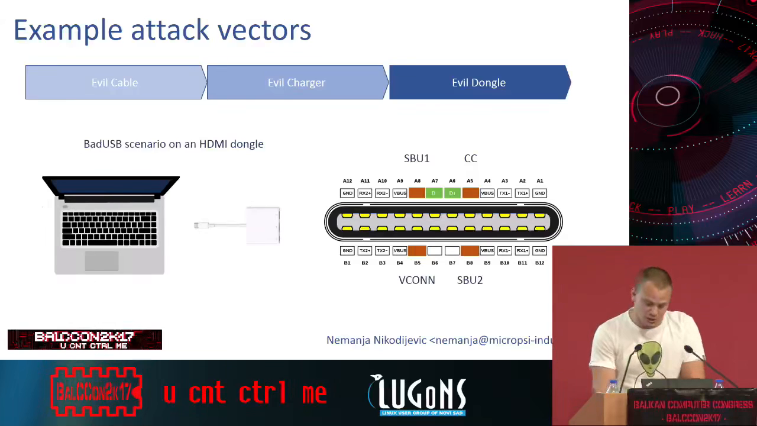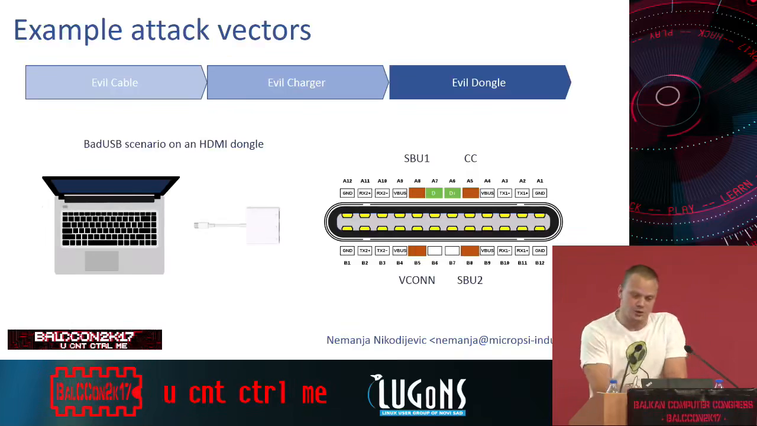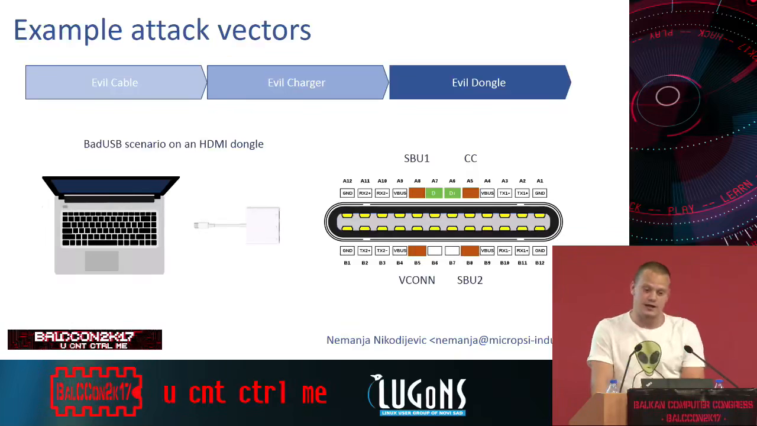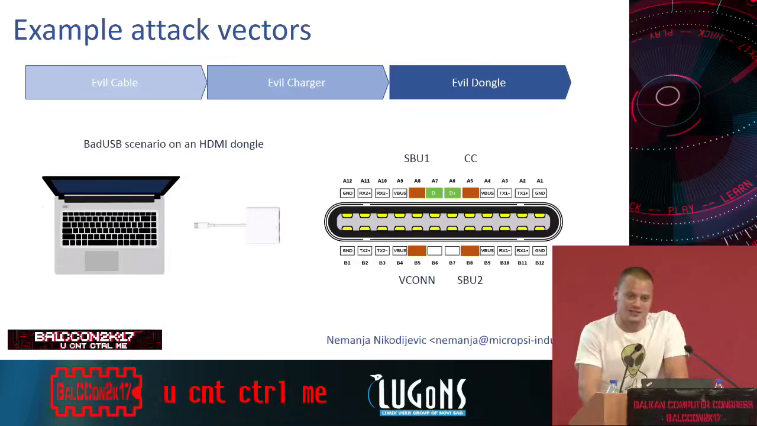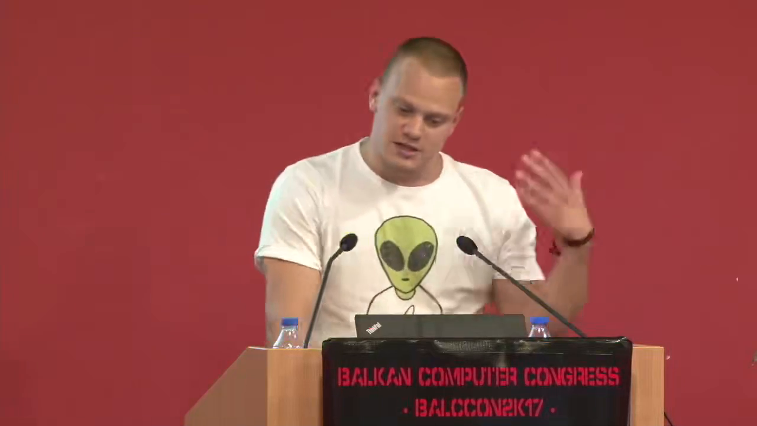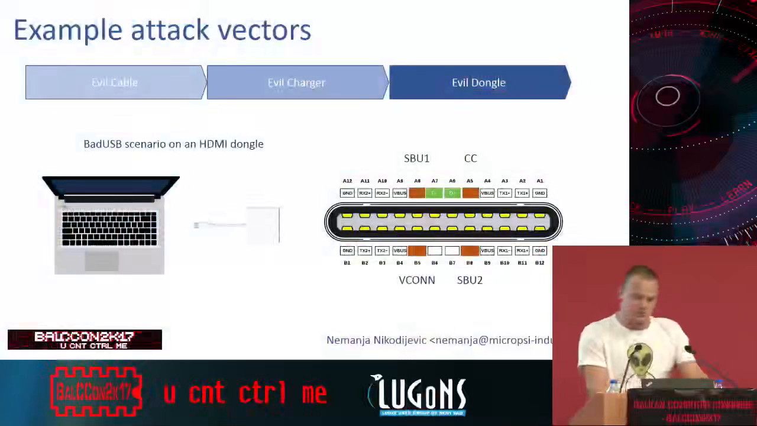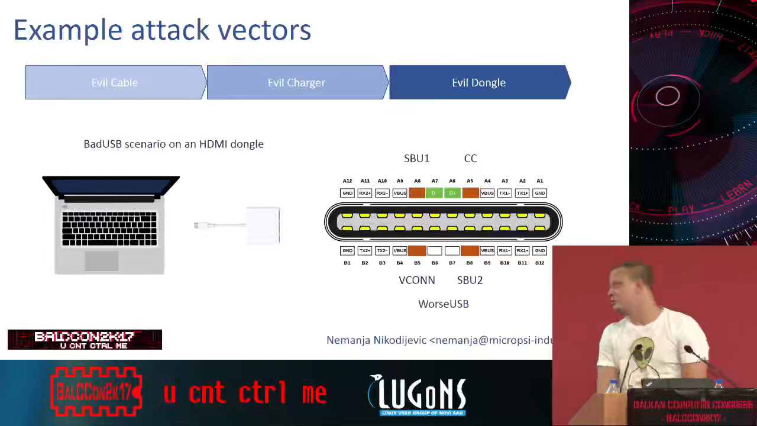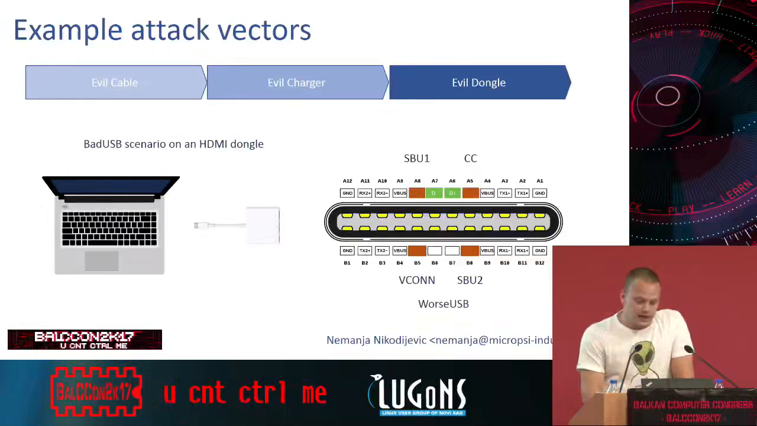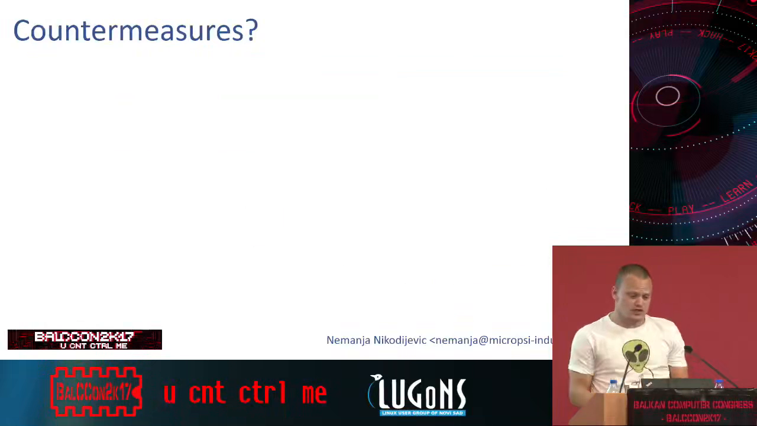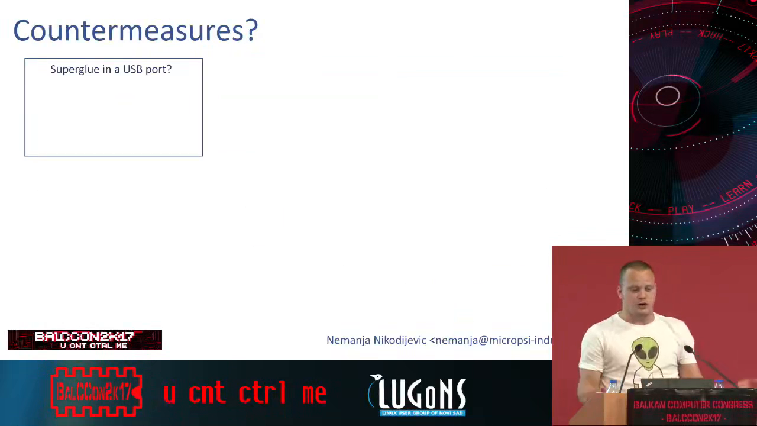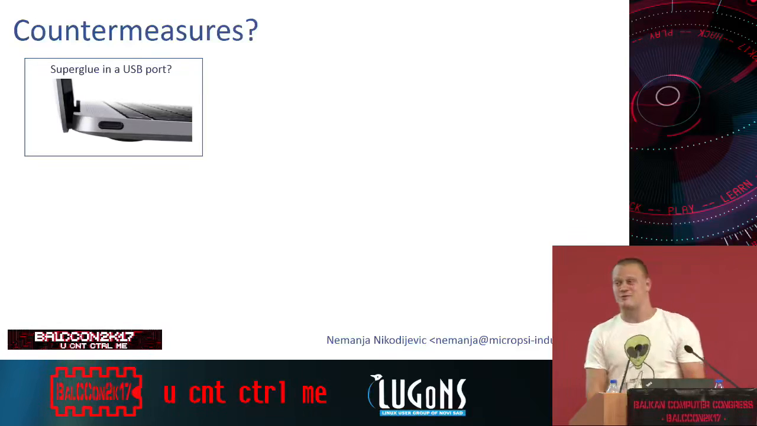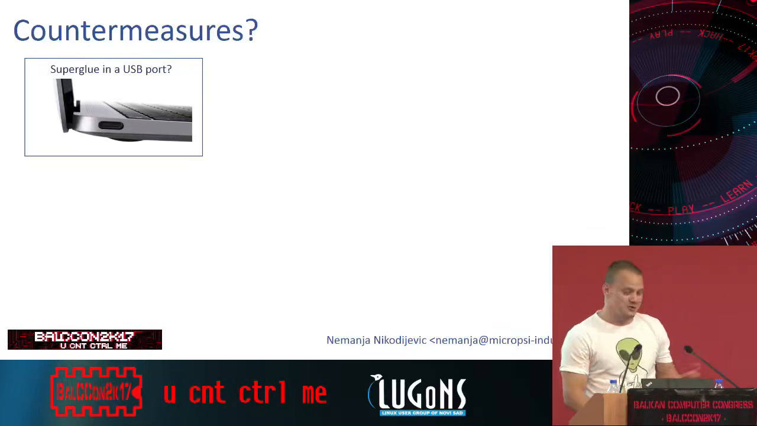So contrary to BadUSB, which is really amazing work by my friends and former colleagues Jakob, Sascha, and Karsten, if USB 2.0 was BadUSB, then USB 3.1 can probably be called worse USB. And let's see what the countermeasures can be. So basically, one countermeasure, you can put super glue in the USB port, but that won't work if you use a Mac, because that's your only port.